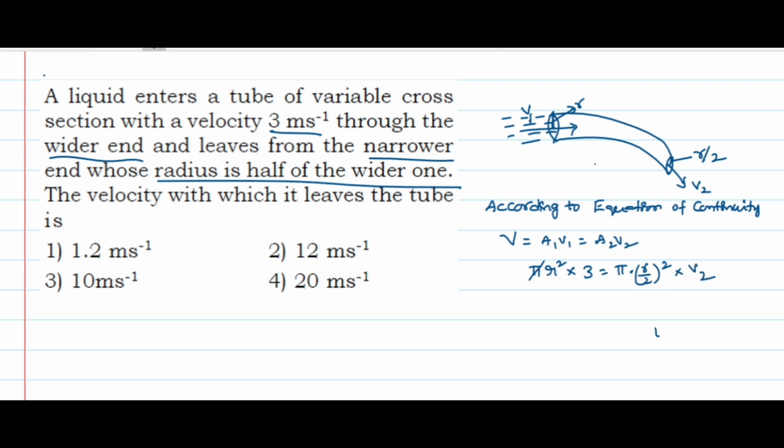Here pi gets cancelled, and r square gets cancelled. Here we get 3 into, this is r square by 4, so 1 by 4 into v2. Then velocity v2 equals, when doing cross multiplication, 12 meter per second. So the velocity with which the fluid is leaving from the other end is 12 meter per second.